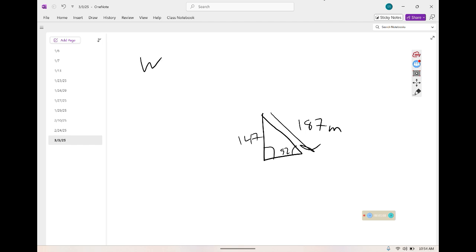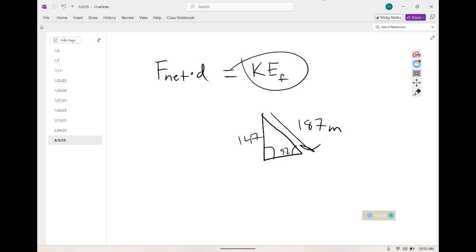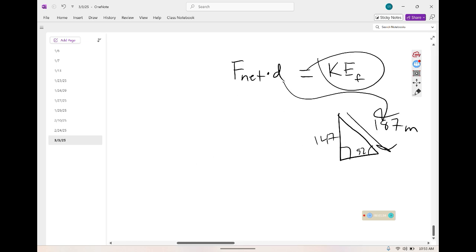We got to this point where, using the transitive property of equality, we said that the net force times distance is equal to our final kinetic energy. Everyone remember that? And this right here, that's what we're looking for. So the first thing we did was find our distance, or a displacement. The block is going to slide down 187 meters worth of pyramid, right? So now we need our net force.